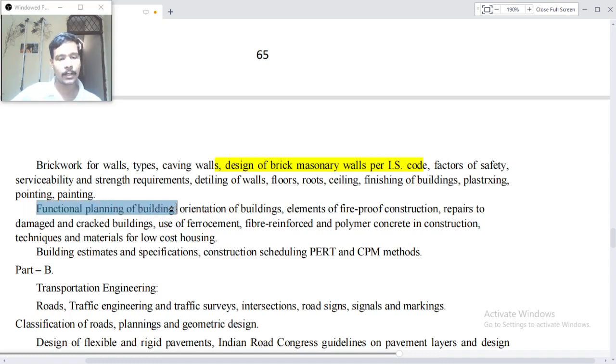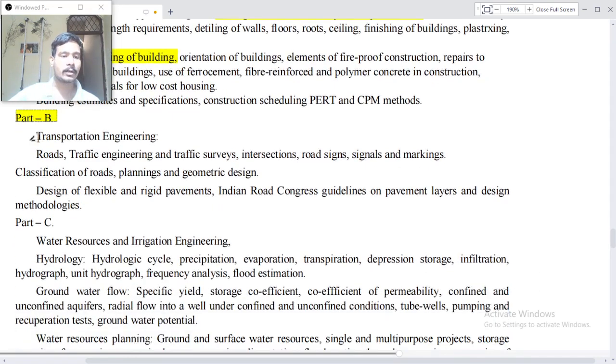Functional planning of building, orientation of building, elements of fireproof construction, repair to damaged and cracked buildings, use of ferrocement, fiber reinforced and polymer concrete in construction, techniques and materials for low cost housing, building estimates and specifications, construction scheduling, PERT and CPM methods. Now Part B, transportation engineering.